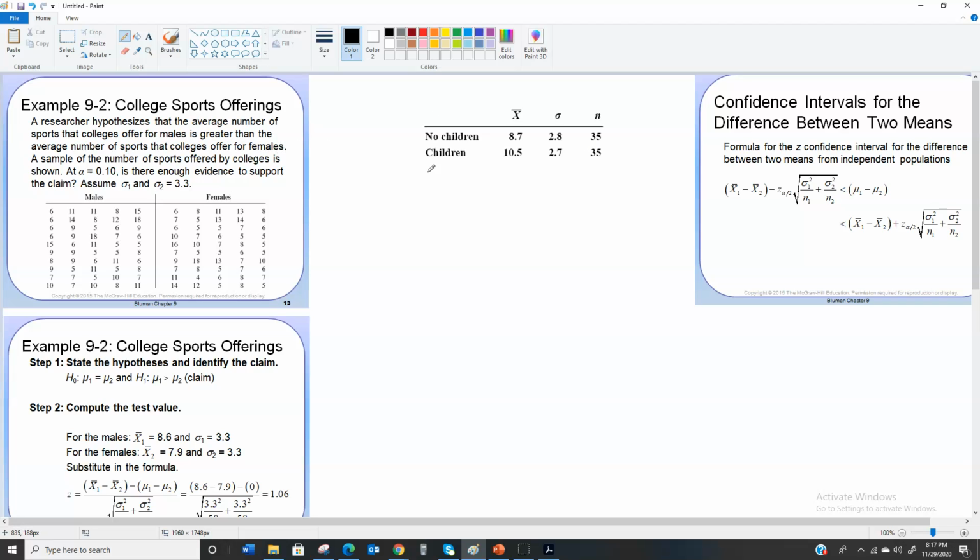After it's given in words, I like to just give in a table what the x bar is, the sigma, and the n. So in this case, if you think of this as group 1, this would be your x bar 1 and your x bar 2. And then this would be your sigma 1 and your sigma 2 and your n1 and your n2. Again, this is a different example. This is one from your homework.